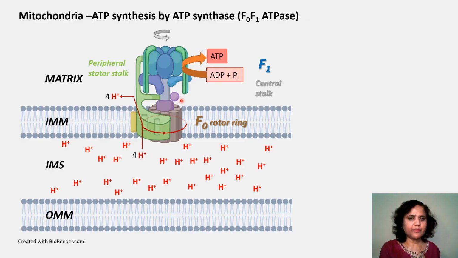two ways. One by a rotating stalk which turns with the rotor formed by this ring of 10 to 14 subunits which are inserted in the membrane. And then there is also another connector referred to as the stator or the peripheral stalk, which actually has an arm which connects the subunits inserted in the membrane with the F1 head.